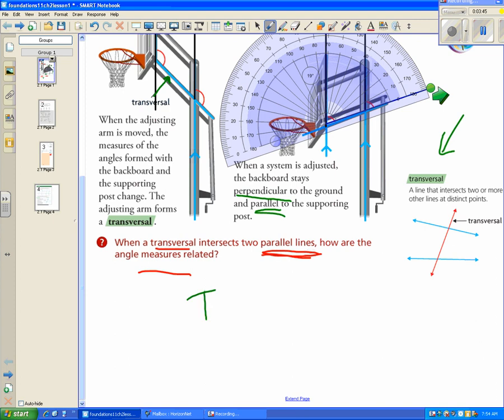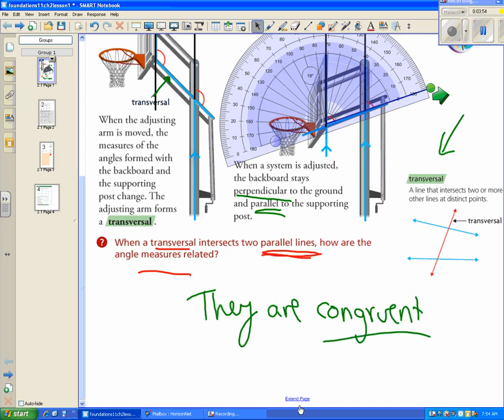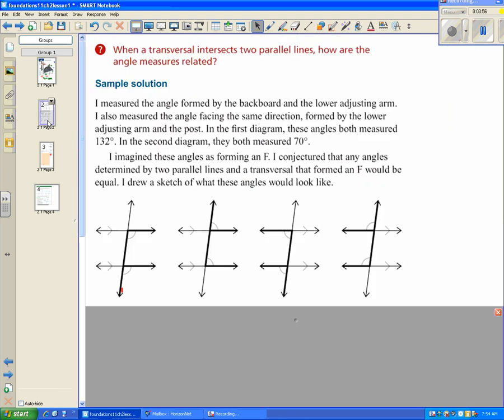They are congruent, or the same. So this person just goes through and talks about their solution to what they did. They measured and they found the same angles.